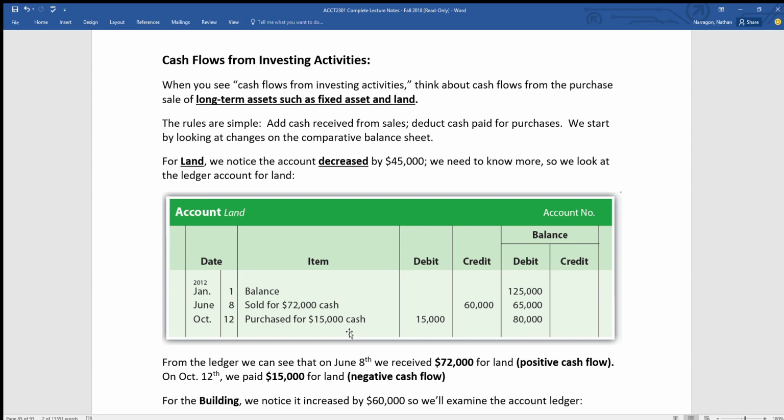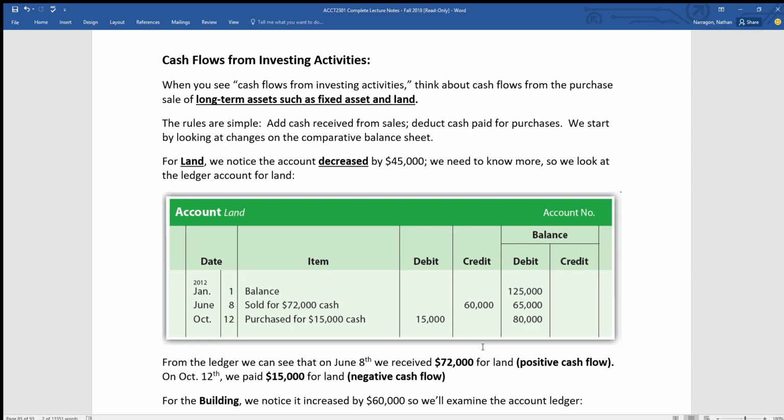So in our example, we actually had the sale of land. So for land, we notice that the account decreased by $45,000. We do need to know more, so we go look at the ledger for our land itself. And we see right here, we sold for $72,000 in cash of our land, and we purchased $15,000.